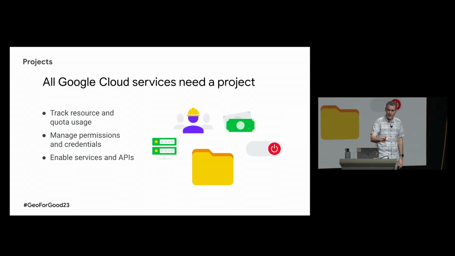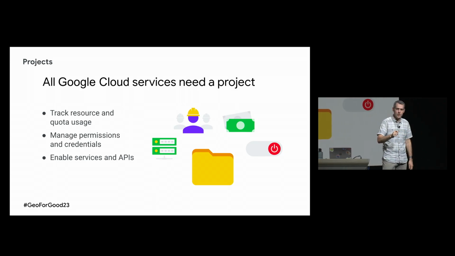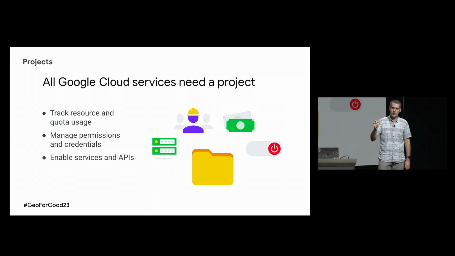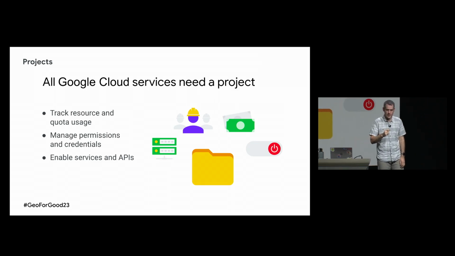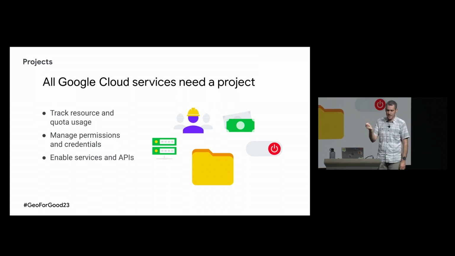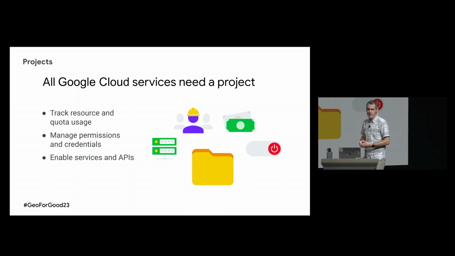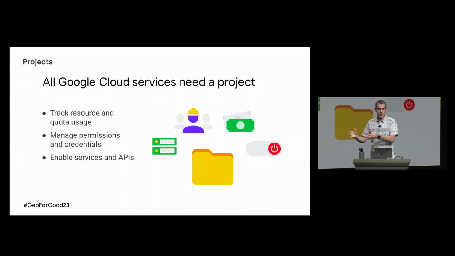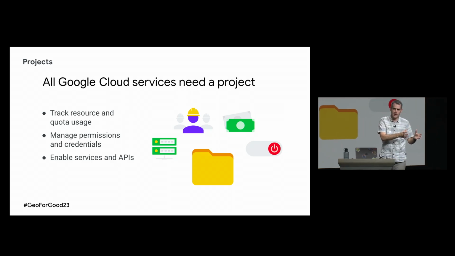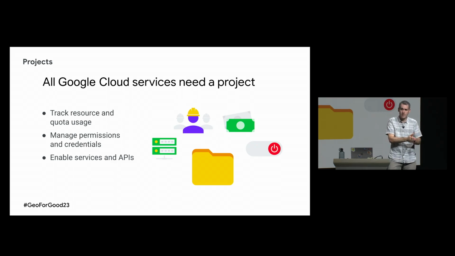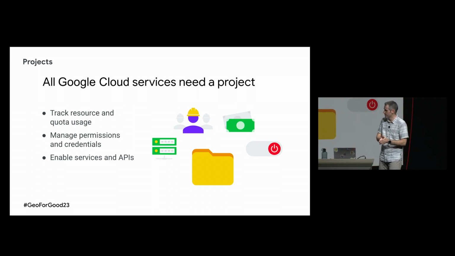So all cloud services need projects. And you can turn services on. You can turn them off within a project. Everything in Google Cloud is built on an API. So you can enable, and you can disable APIs within a project. So you can say, I only want Earth Engine to operate in this project, I don't want BigQuery or anything else to operate in this project. Or in this project over here, you can say, I want Earth Engine, I want BigQuery, I want Vertex AI, all turned on or enabled in this project.